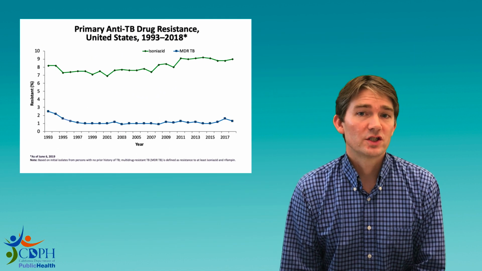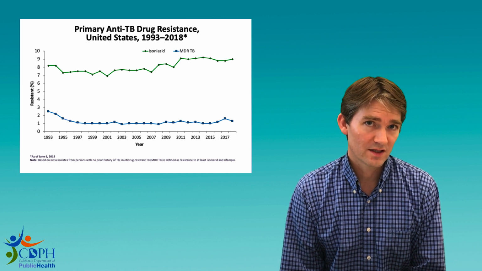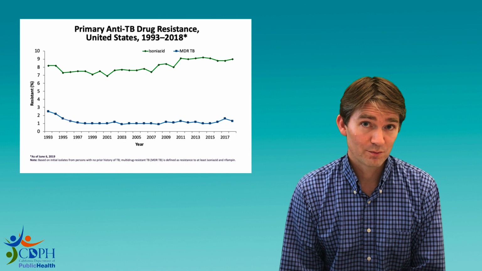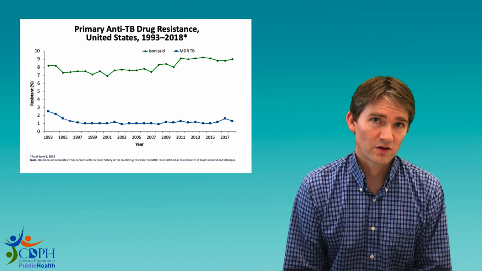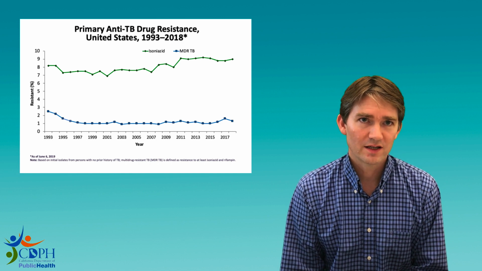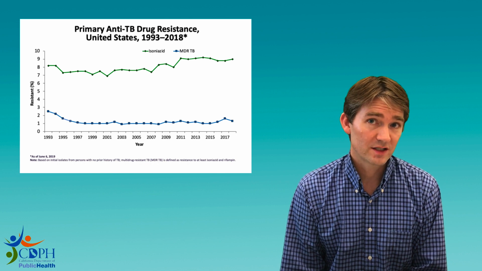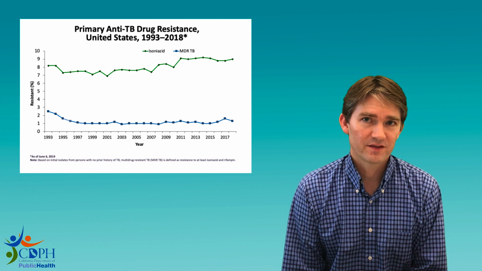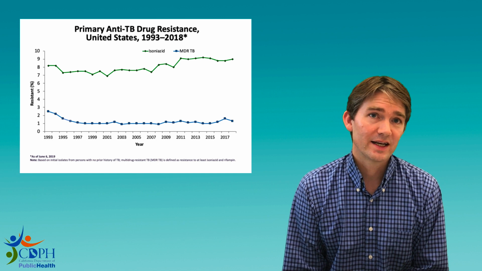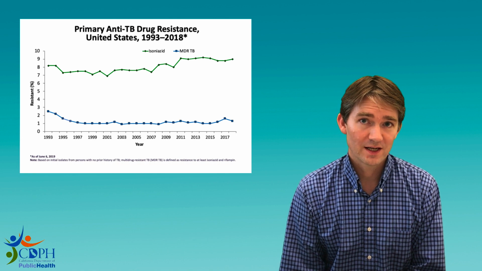Now, switching gears to showing some US data, this graph shows the percent of new cases that have INH resistance in the green and MDR TB in the blue. Now, a couple of things to take from this graph. One is that INH resistance seems to be slowly increasing, but has been between 8 and 10% during this time period. Whereas MDR TB has been stable really for more than 15 years at 1 to 2% of all TB cases. The other point is that INH monoresistance is much more common than multidrug-resistant TB in the United States.